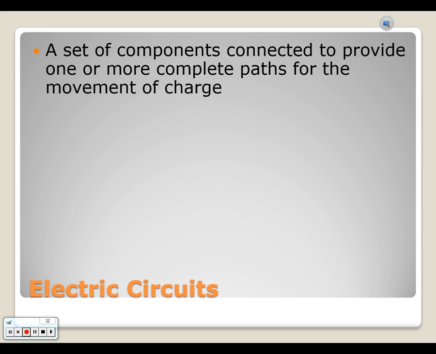Going back to yesterday, if we need a path for the movement of charge, why do we need a path for the movement of charge? Why do these charges move?